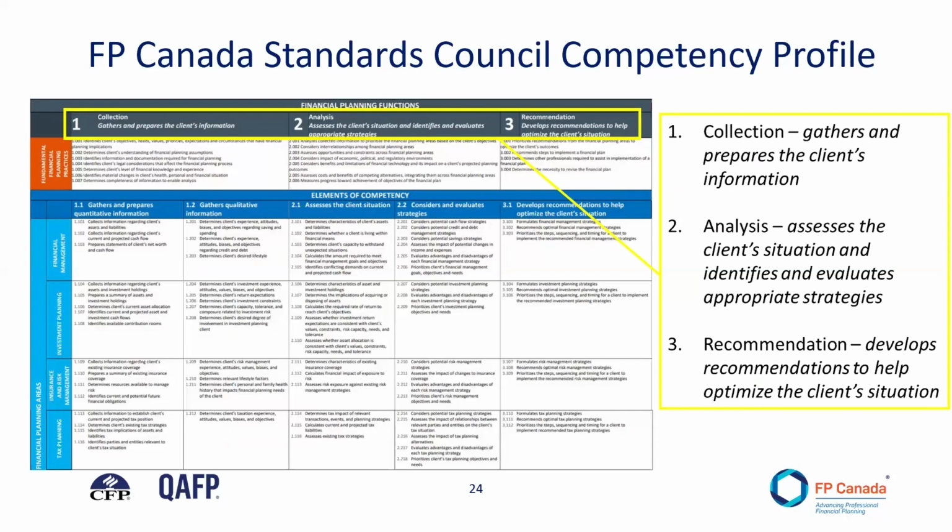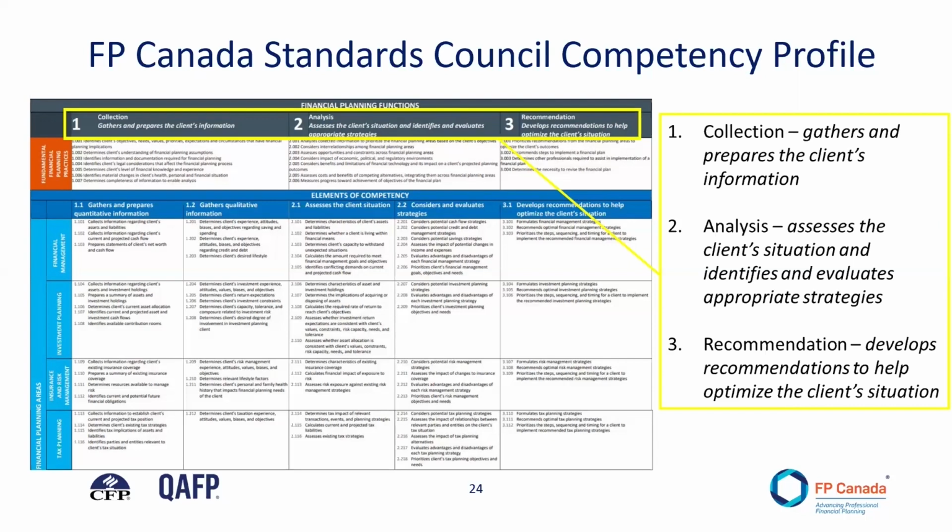Across the top, the matrix is divided into columns for 3 financial planning functions: 1, collection; 2, analysis; and 3, recommendation. In preparing a financial plan, client details need to be collected. Details can include information about the client's family, client goals and objectives, as well as the numbers like RRSP values or debt balances. The collected information is then analyzed to determine the client's current situation, as well as any opportunities, risks, or concerns.